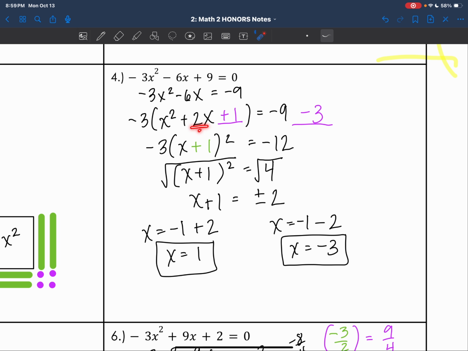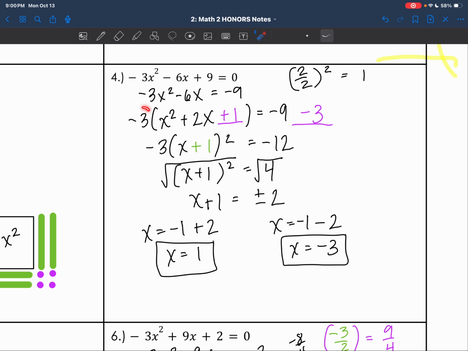So take this, divide by 2, you're going to get positive 1. And then if you were to take positive 1, so 2 divided by 2, and square it, you're still going to get 1. So that's why I wrote plus 1 here.